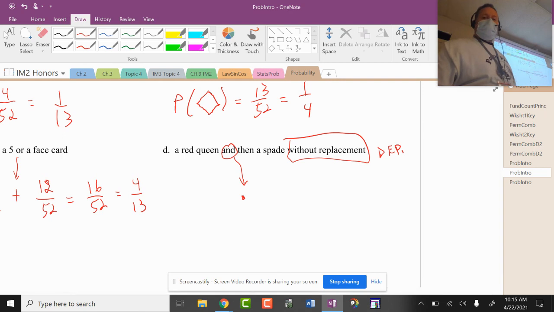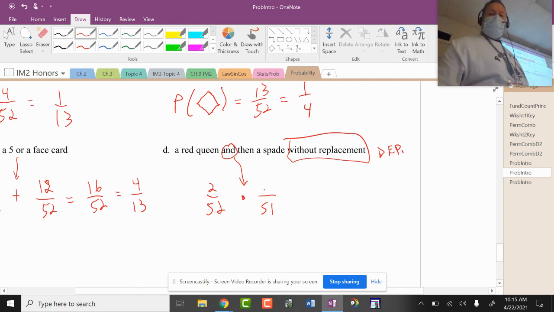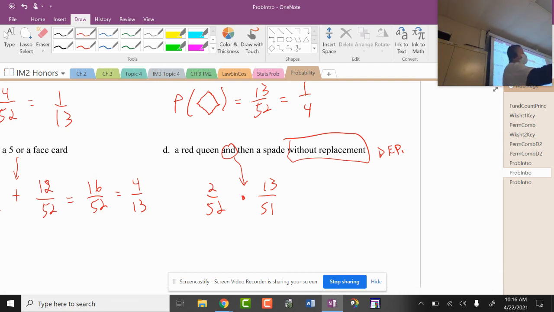So how many red queens are there? 2 out of 52, times, and then a spade. What is the denominator? And then how many spades are there? 13. Now, here's the problem. What if it said a black queen and then a spade? Oh, now don't even try to answer that because there's 2 possibilities. And then that's where this gets a little bit crazier. When we don't have mutually exclusive events that actually overlap, we got a problem. And that's what's coming up. I just wanted to put that in your head, that these could get a little bit more complicated.